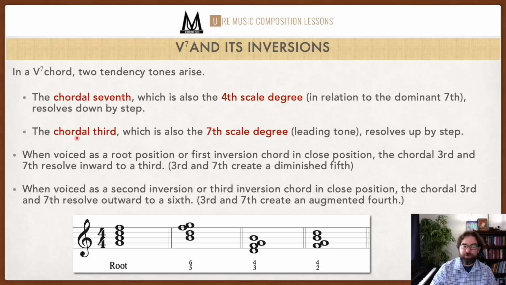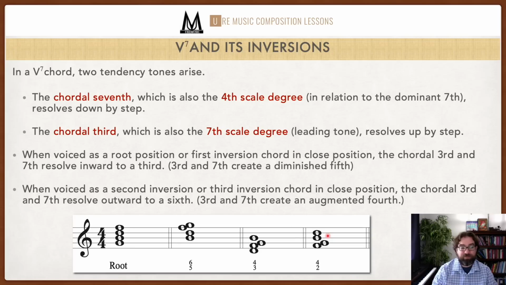The chordal 3rd, which is also the 7th scale degree of the key, always wants to resolve up. So the B will come up to the C. This B here in the bass will come up to the C. This B in the soprano will come up to the C. This B in what we could call the alto will come up to a C. It always resolves up. If you can remember that the 7th resolves down and the leading tone resolves up, you're going to be in really good shape.